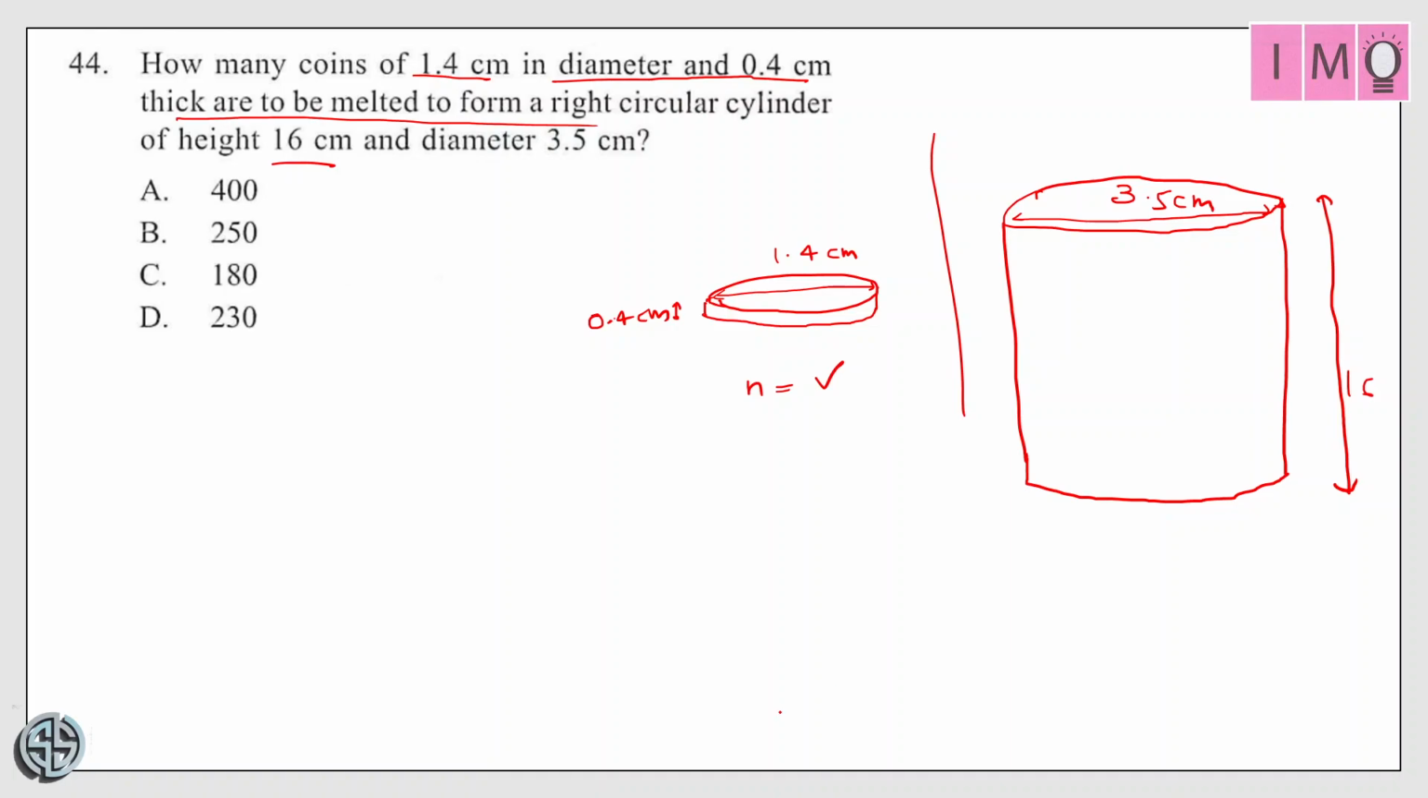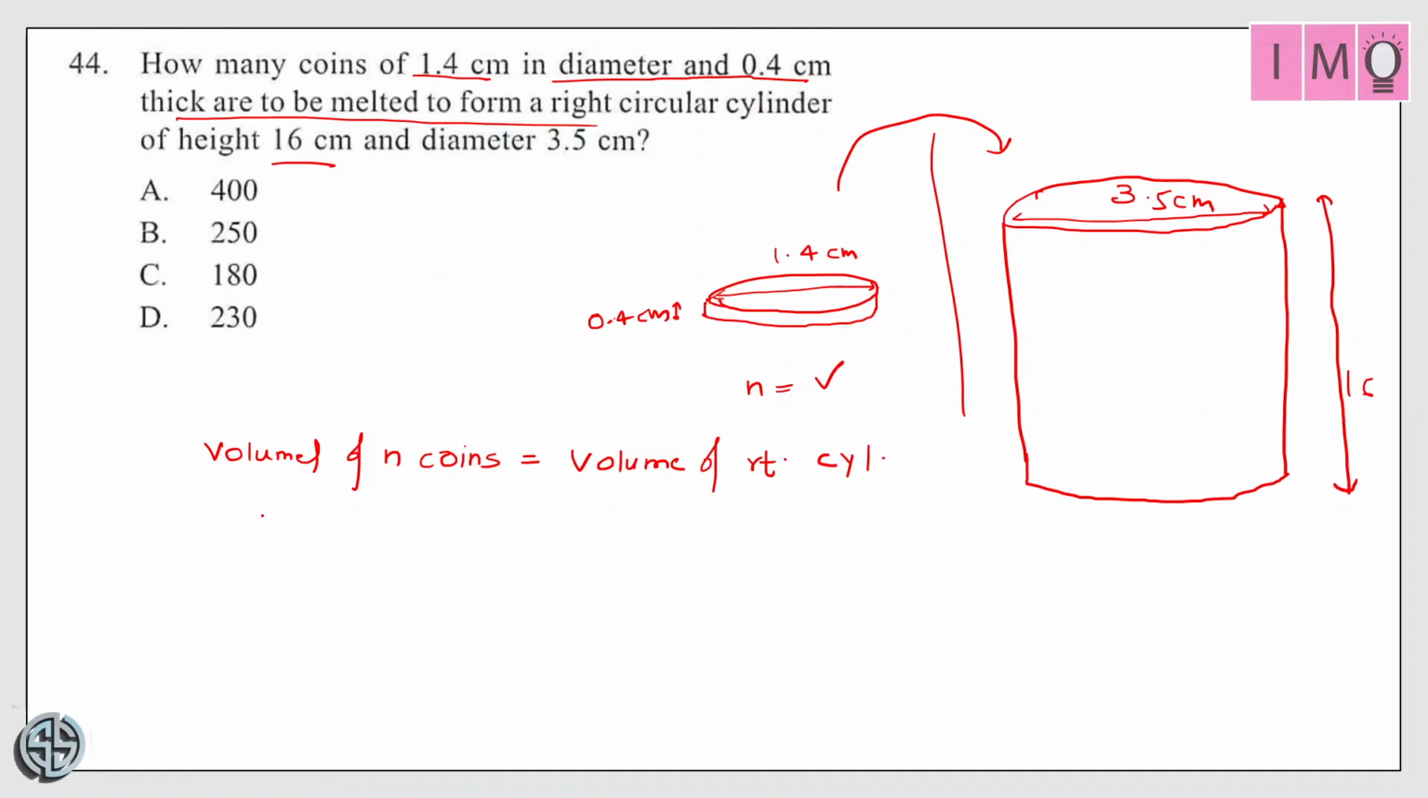centimeter, okay. So when you are melting n number of coins and forming this right cylinder, definitely the volume of the n coins will be the same as that of the cylinder, right? So we will calculate the volume of n coins and equate it to the volume of the right cylinder. Because if I'm just melting n number of coins and forming that, definitely their volume will be equal to the volume of the right cylinder, right?